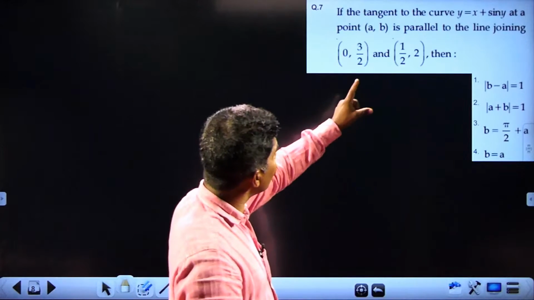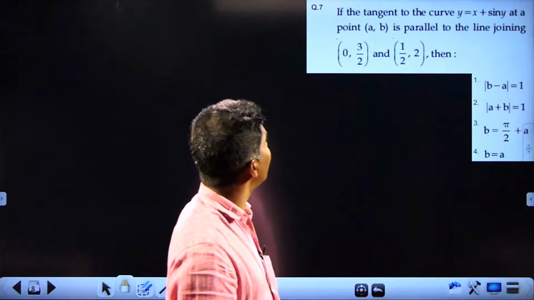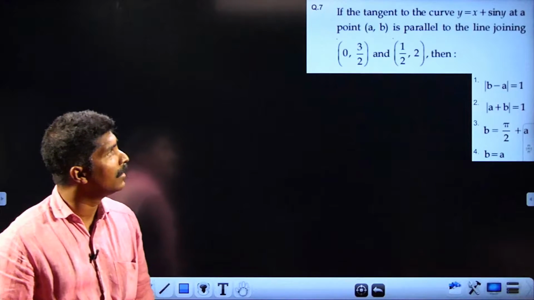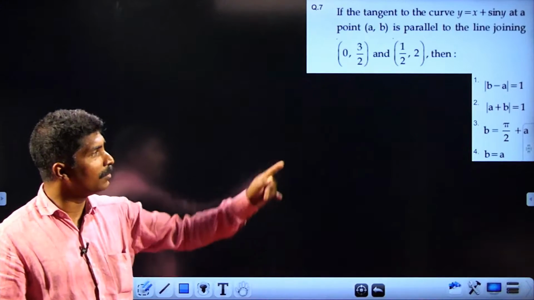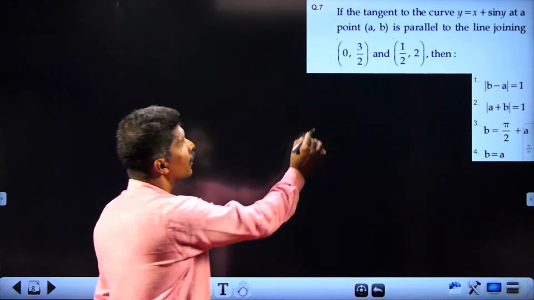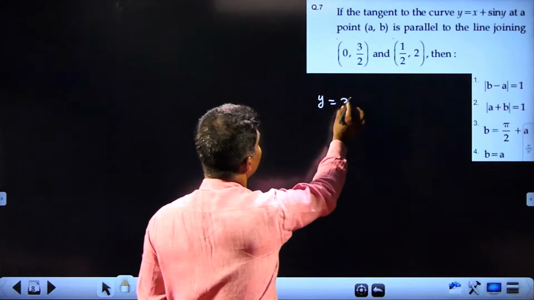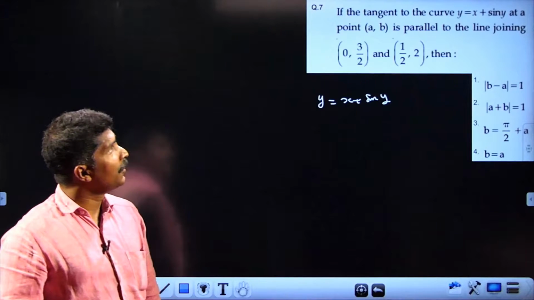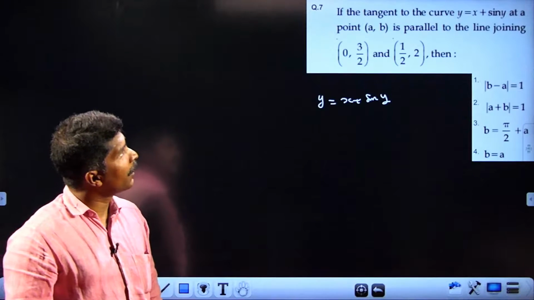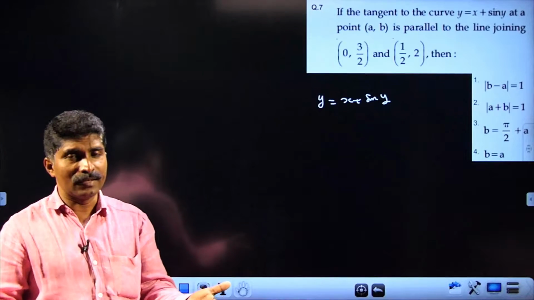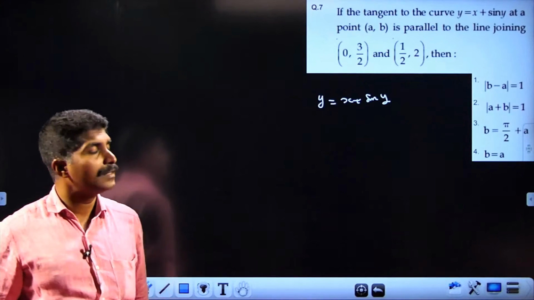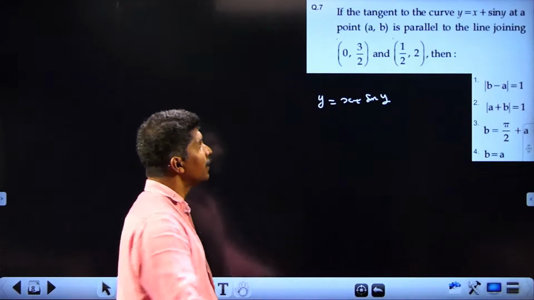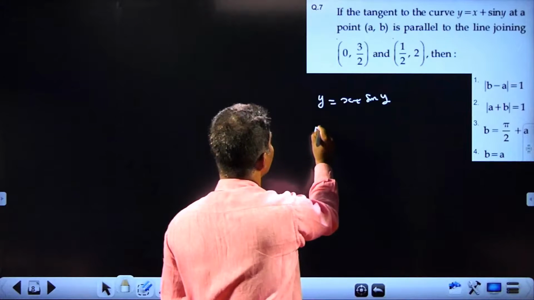If the tangent to the curve y is equal to x plus sin y at a point (a, b) is parallel to the line joining (0, 3/2) and (1/2, 2), then what will be the answer? So here, given that y is equal to x plus sin y, and again you know the same concept, isn't it? Same concept. Tangent is parallel to a line. Tangent is parallel to a line. We have to find the same concept.